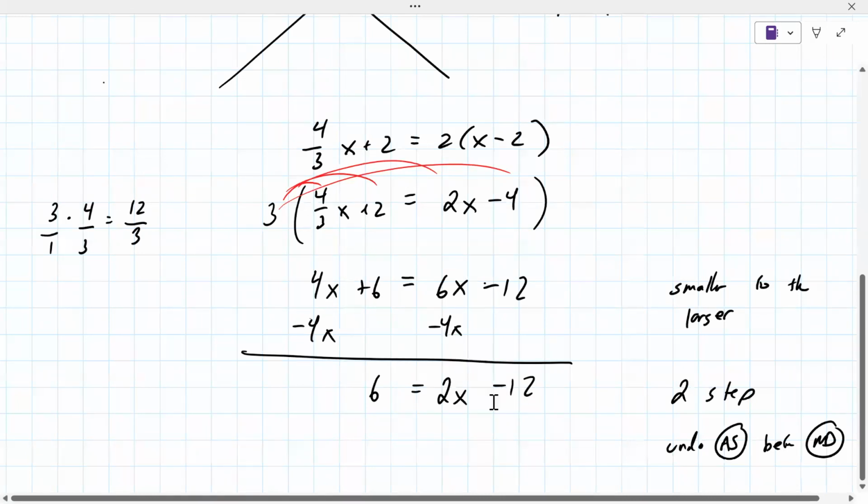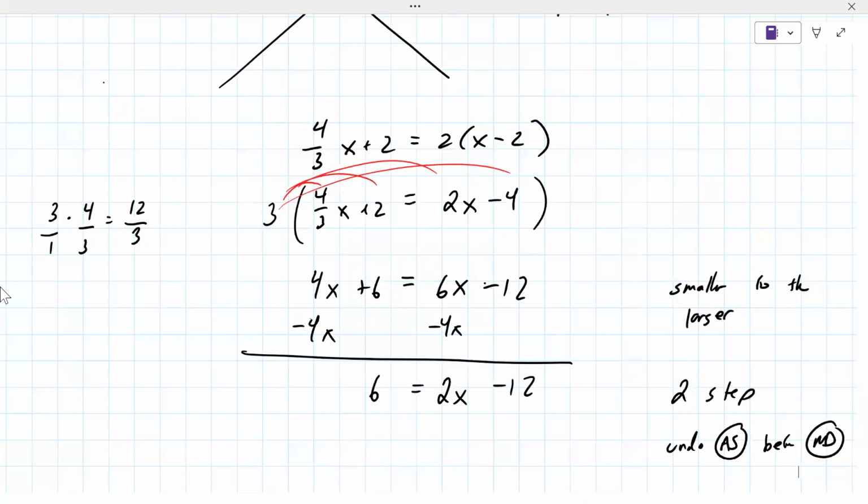So keep going, Remy. Undo the addition and subtraction, then undo the multiplication and division. Give me the value of x. Okay. I got final answer x equals 9.